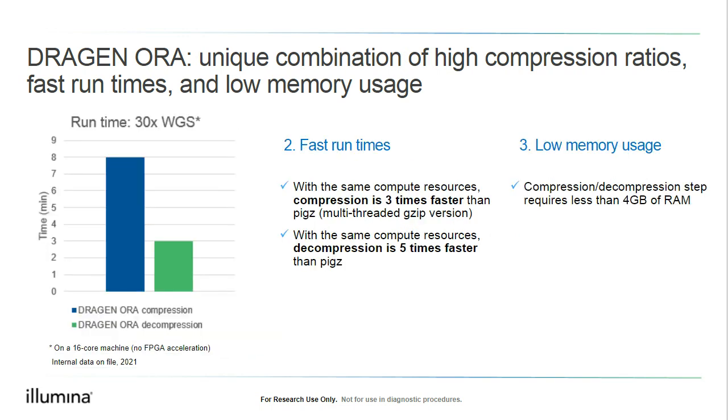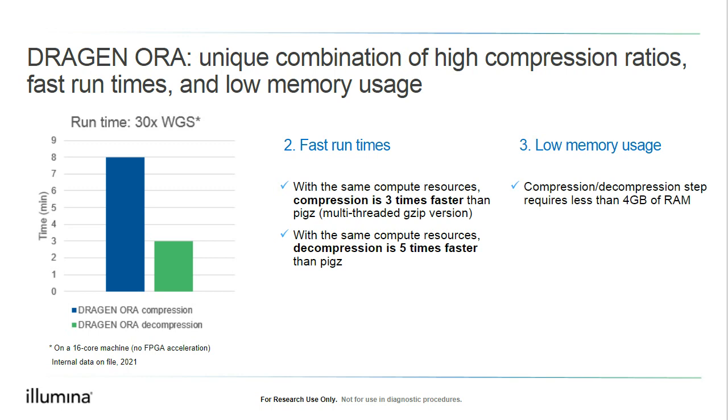The runtimes are extremely fast. If you use a DRAGEN server to compress the FASTQ.gz file, you will see that the compression for a 30x whole genome is about 8 minutes, and the decompression for that file is about 3 minutes. The compression is about 3 times faster than what you would get with PIXZ or a multi-threaded gzip version running on the same node. With the same compute resources, the decompression is about 5 times faster than what you would get from PIXZ.